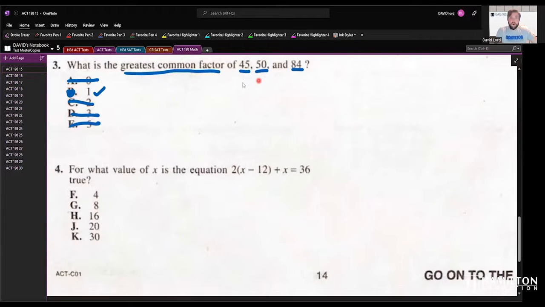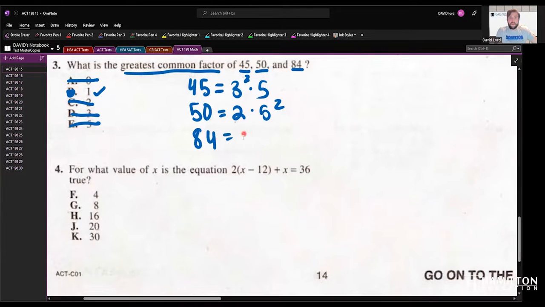If you wanted to show all the factors, you can look at the prime factorization for each of these numbers. So 45 is 3 squared times 5. 50 is 2 times 5 squared. And 84 is 2 squared times 3 times 7. And looking at the prime factorization, we see that they don't share any prime factors. So again, our answer is B.